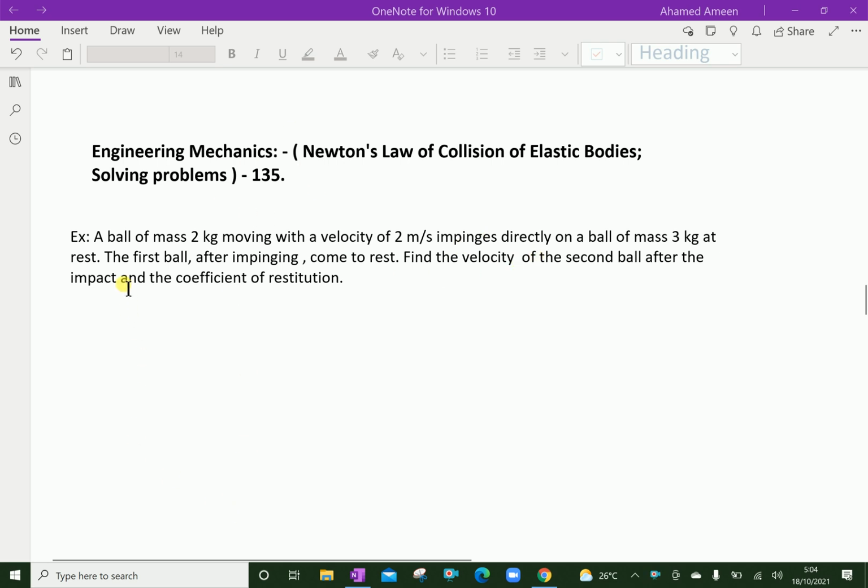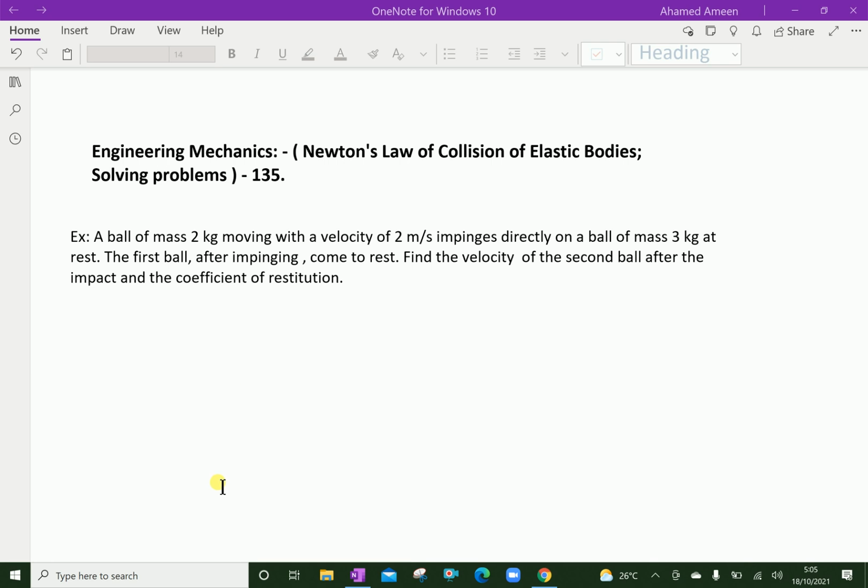Look at this example. A ball of mass 2 kg moving with a velocity of 2 meters per second impinges directly on a ball of mass 3 kg at rest. The first ball, after impinging, comes to rest. Find the velocity of the second ball after the impact and the coefficient of restitution.